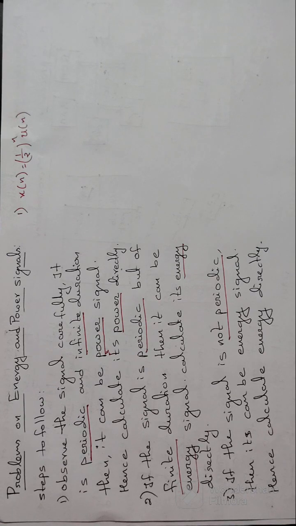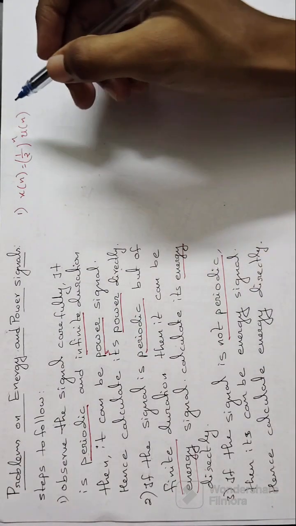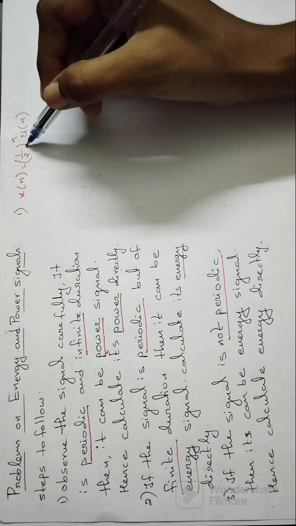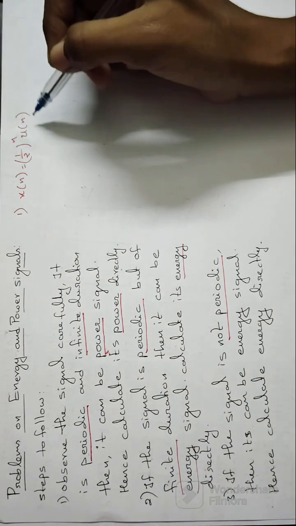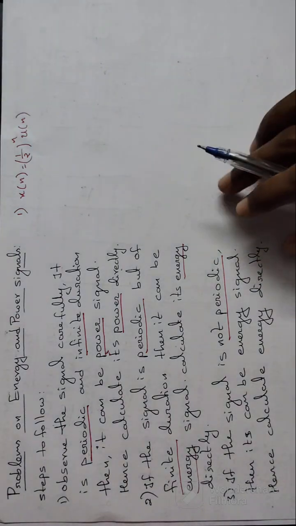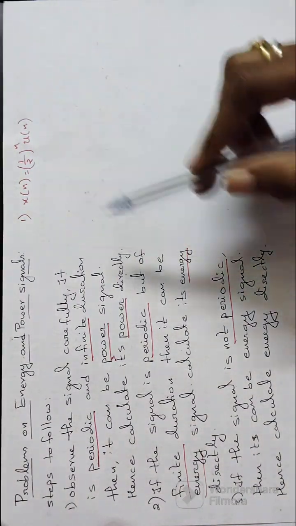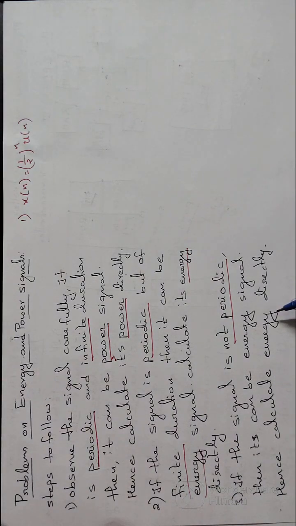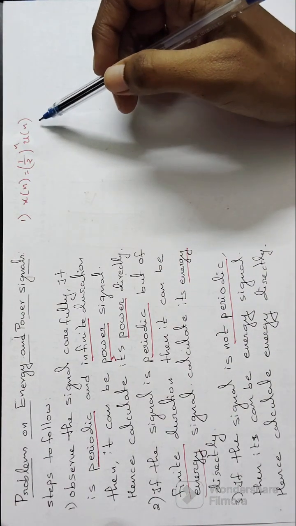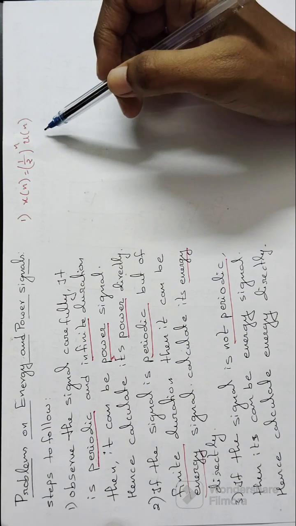Next, the third step is if the signal is not periodic, then it is an energy signal. So let us see the first problem, x of n is equal to (1/2) to the power n u of n. Here you have to observe the signal. This signal is not periodic because of this (1/2) to the power n. So as per step 3, if the signal is not periodic, then you have to find the energy directly.